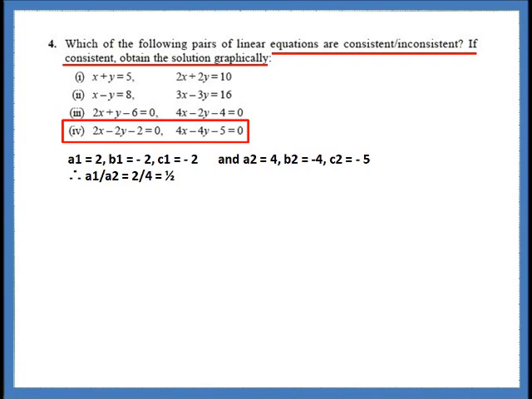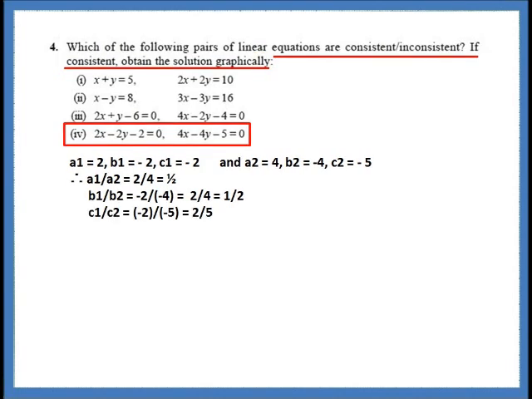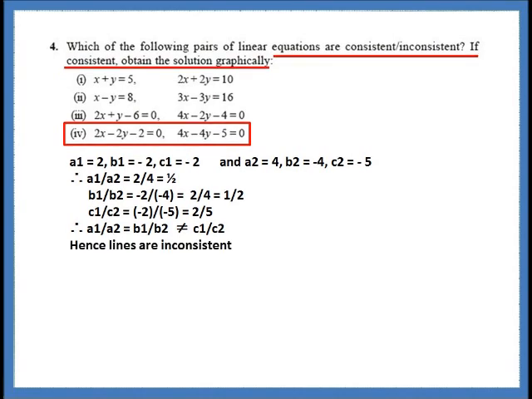Therefore, a1 upon a2 is equal to 2 upon 4, that is equal to 1 by 2. Therefore, b1 upon b2 is equal to minus 2 divided by minus 4, that is equal to 2 upon 4, and that is equal to 1 by 2. c1 upon c2 is equal to minus 2 divided by minus 5, so this is equal to 2 upon 5. Therefore, a1 upon a2 is equal to b1 upon b2, not equal to c1 upon c2. Hence, lines are inconsistent.